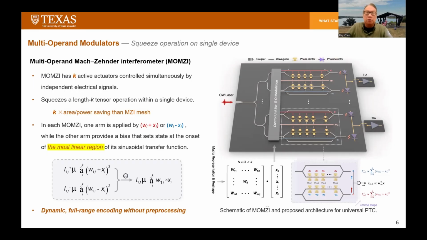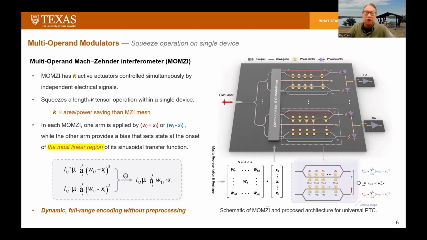So our design incorporates K active actuators, each controlled by an independent electrical signal. This configuration squeezes a length-K tensor operation into a single device, achieving a K-fold saving in area, which is very significant in the context of optical computing when you compare with electronics.